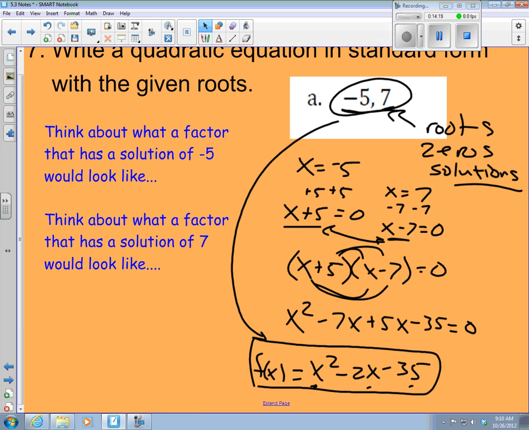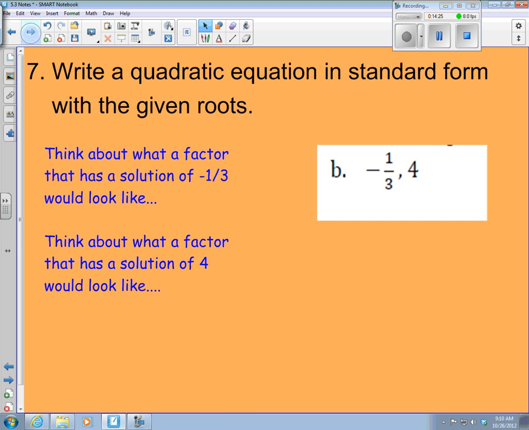And you have to be able to do that. So we'll work on that a little bit more tomorrow. And why don't you guys try this one? Now remember, the factor for 4 is actually the opposite of 4, which is x minus 4. Negative 1/3. You guys see if you can figure that out, change that to a factor, multiply the two together, and we'll talk about that tomorrow.